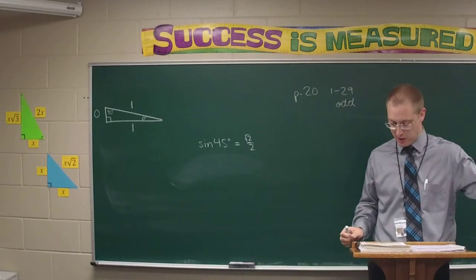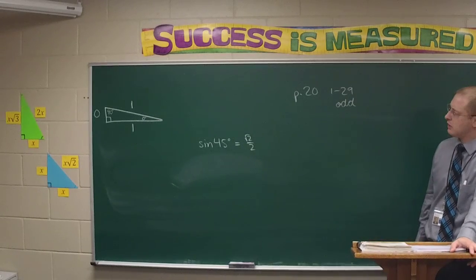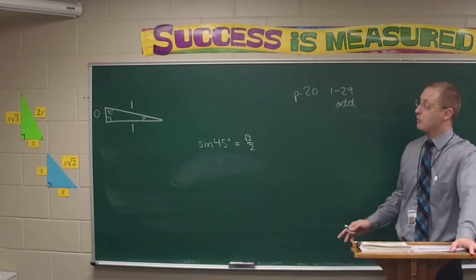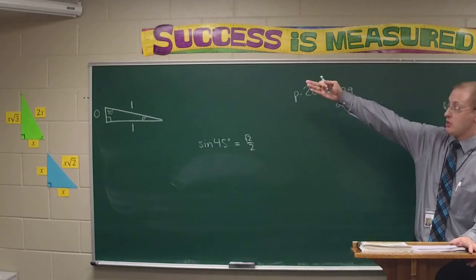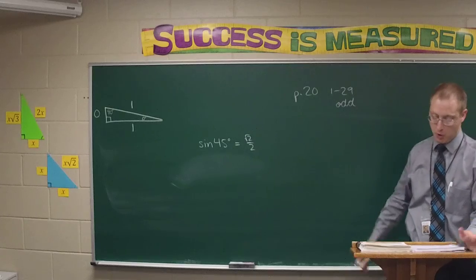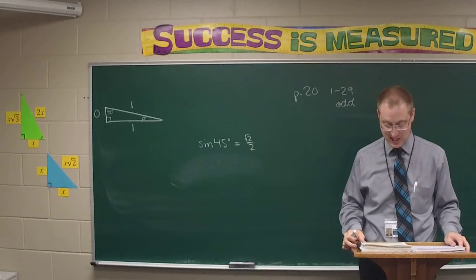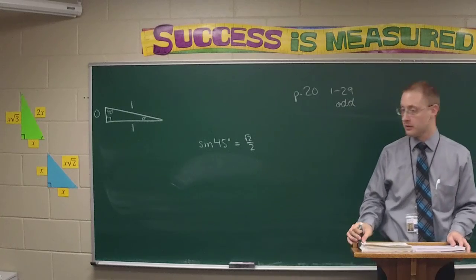Number 27, Ethan, I know you didn't get to it earlier, but what would we get for the cotangent of 30? Take just a moment. Square root of 3. Good, the square root of 3 over 1, or it's just square root of 3. For the 30, which is the top little angle, adjacent over opposite, square root of 3 over 1, or square root of 3. And then number 29, the cotangent of 60 degrees, Chris.